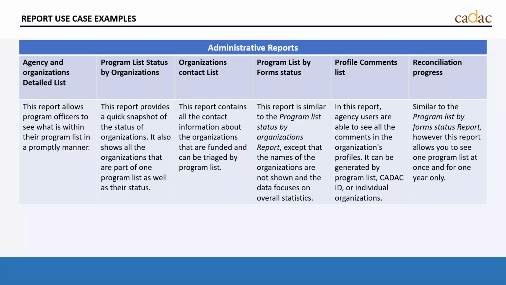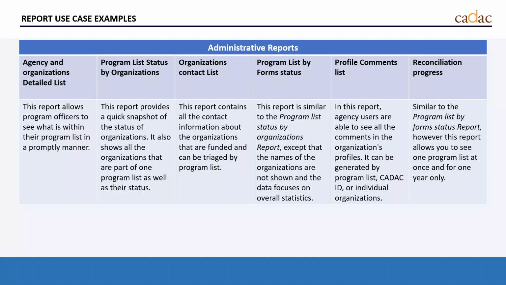Next is the organization's contact list. This provides you with an overview of all contact information for the organizations within a program list. This is a great report if you need to quickly reach out to a group of organizations. You can pull all of their contact info from one central report.